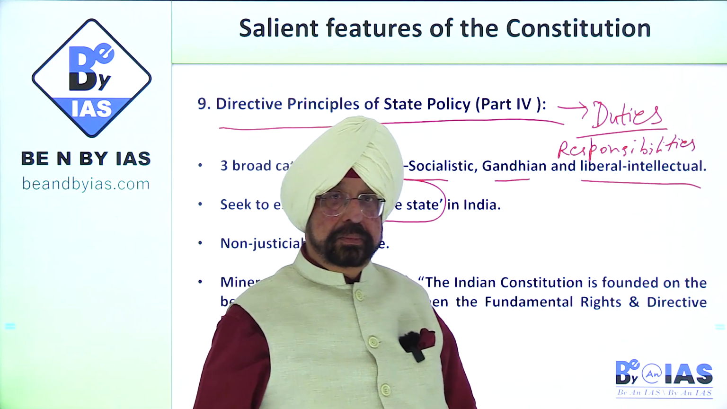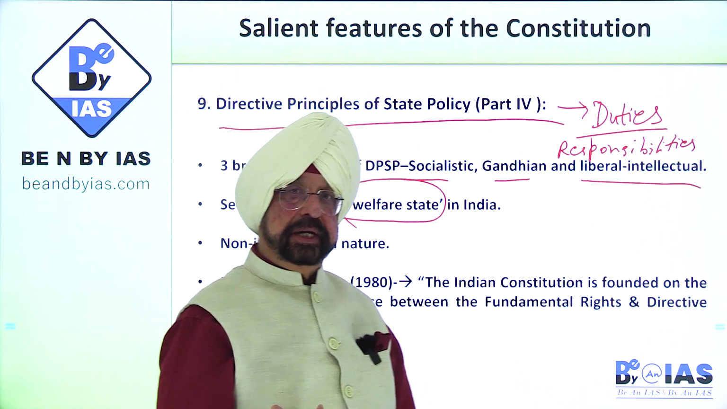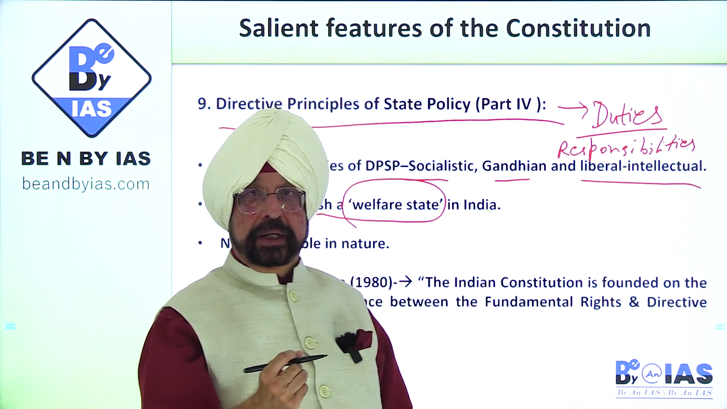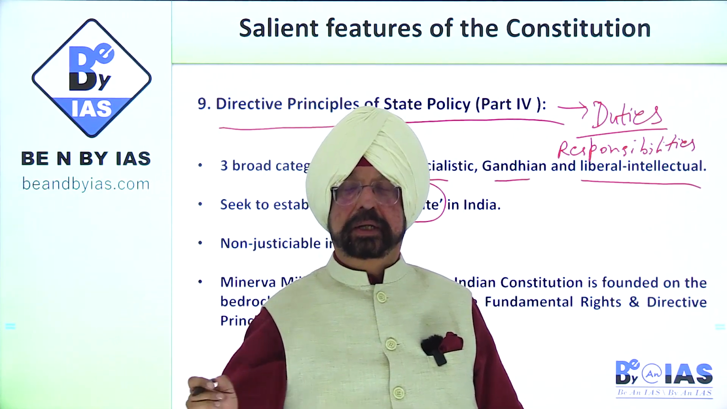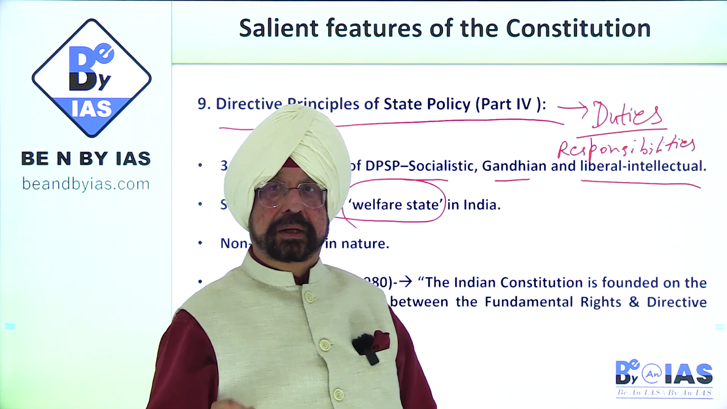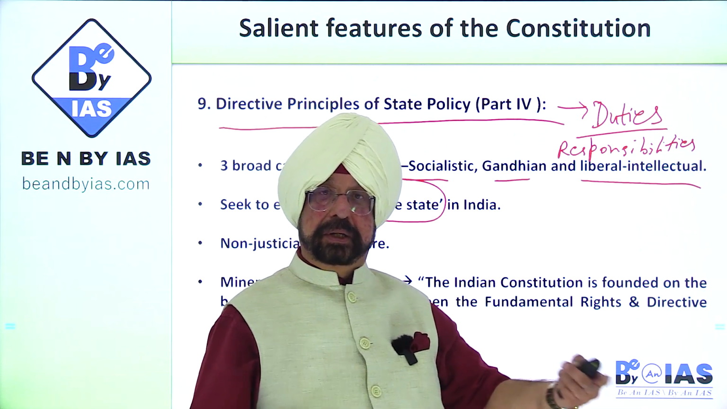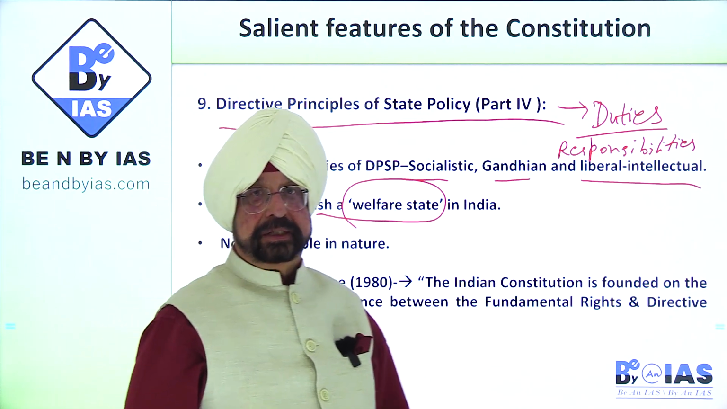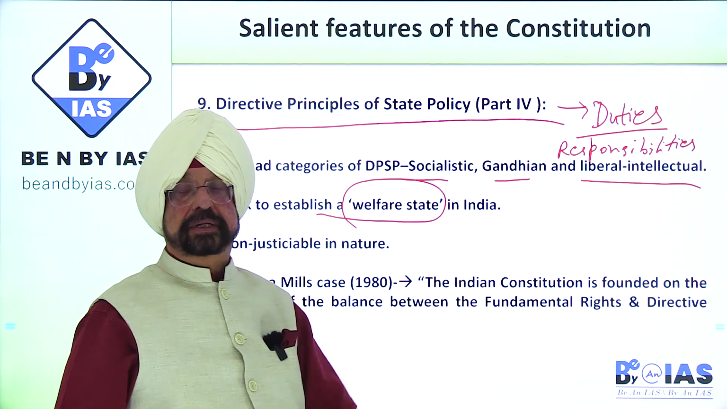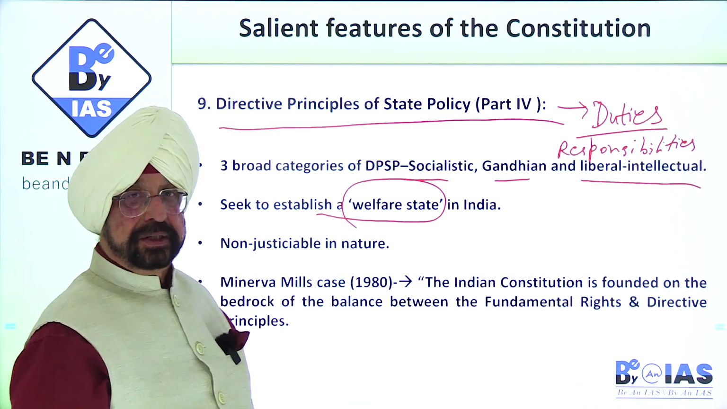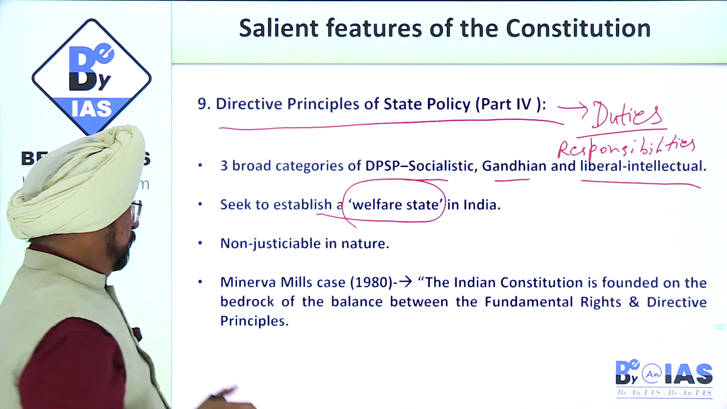During the British time, we call that period a police state. What do we mean by police state? That means an oppressive state, where the welfare of the people is not so important, but the welfare of the ruler who is ruling us was important. His interests were more important than the welfare of the people. But after independence, in a democratic setup, the aim is to have a welfare state where the welfare of the citizens of the state is more important than the welfare of the rulers.